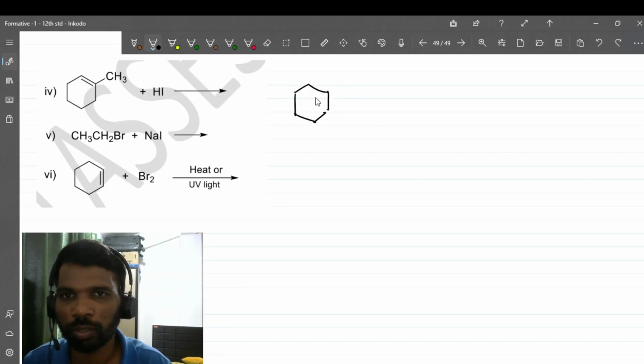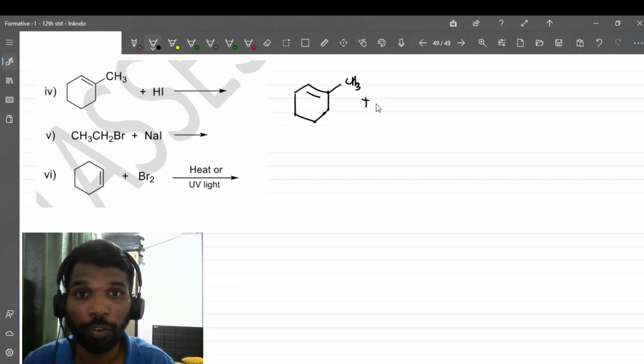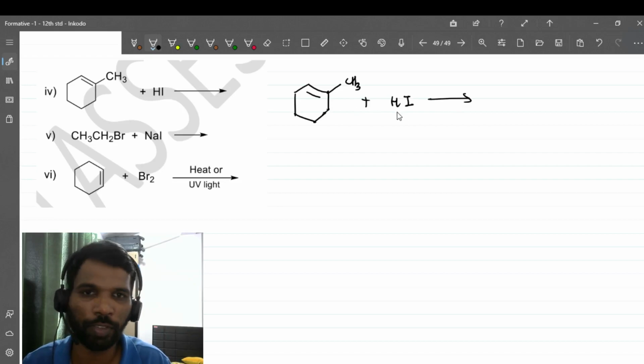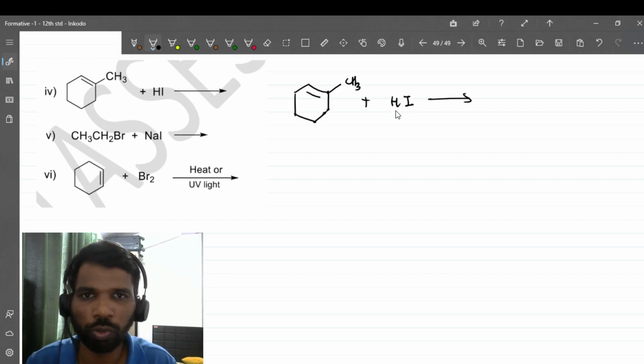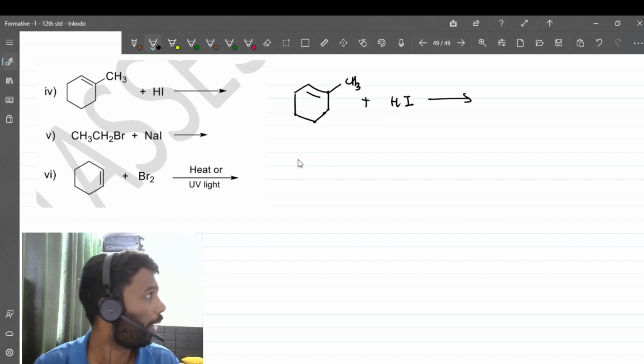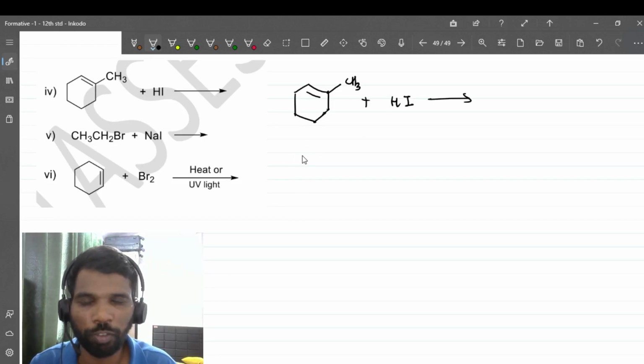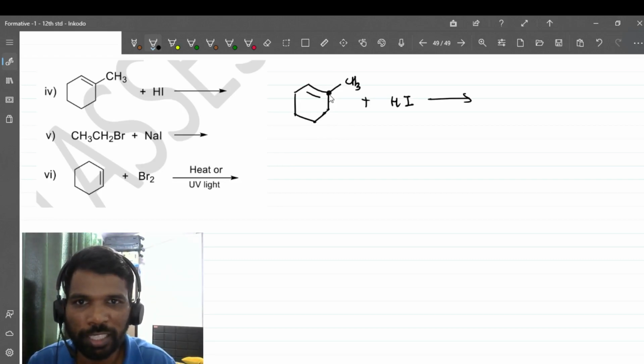Sorry, it is cyclohexene, 1-methyl cyclohexene. If you are adding HI to this, what is the rule? You apply it whether it is HI, HCl, or HBr. You're going to apply Markovnikov's rule for this. So what does Markovnikov's rule say? The negative part of the adding species will go to the carbon which has a less number of hydrogen. So this is the carbon which has less number of hydrogen.